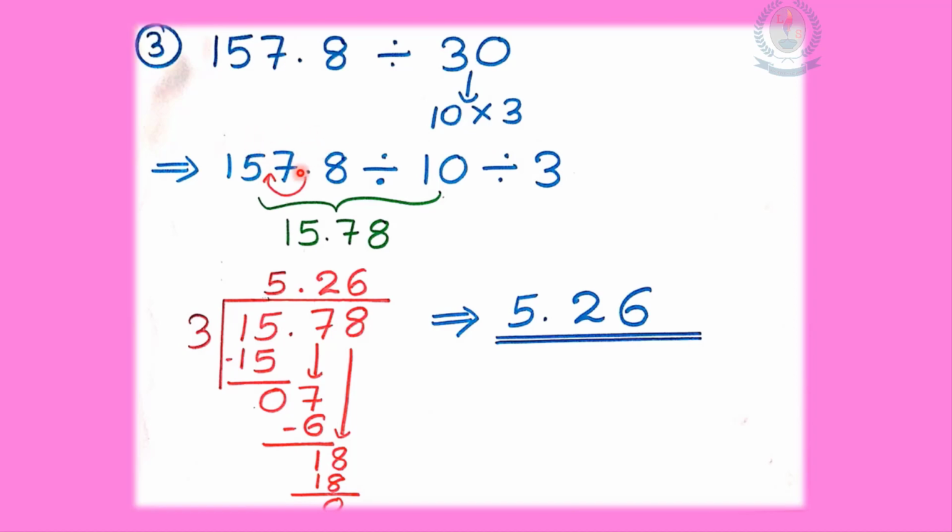So here the first step is 157.8 divided by 10. You did that part already. As we already learned, we have to take the decimal place to the left-hand side by 1 digit. Then the answer is 15.78. But that is not the correct answer. You have to divide that answer by 3 further. Right, then finally we are getting the answer as 5.26.